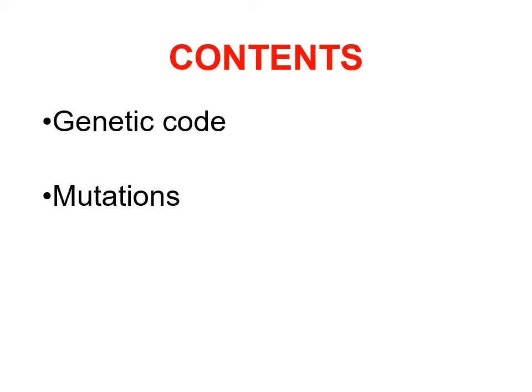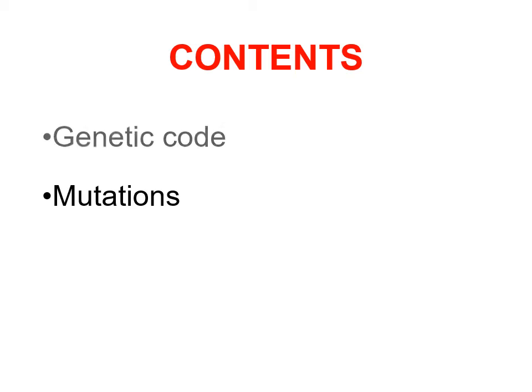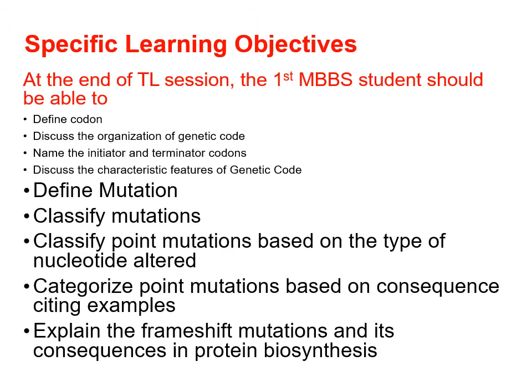So the content for this particular session, we have finished genetic code. So it is going to be mutations. And the specific learning objectives for this session will be: at the end of the session, you should be able to define mutations, classify point mutations based on the type of nucleotide altered, categorize point mutations based on consequence, citing examples, and explain the frame shift mutations and its consequences in protein biosynthesis.